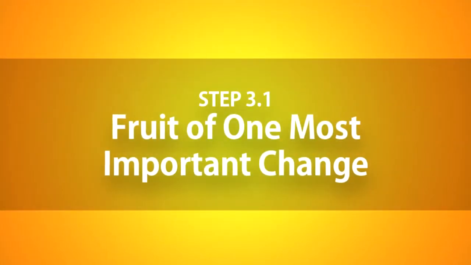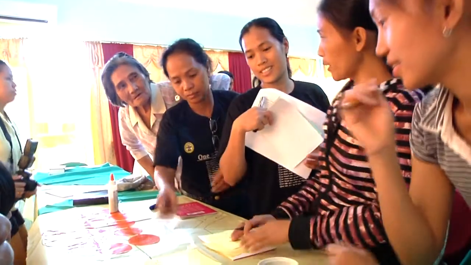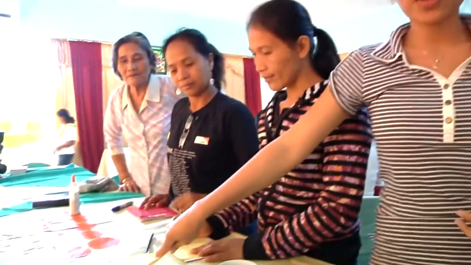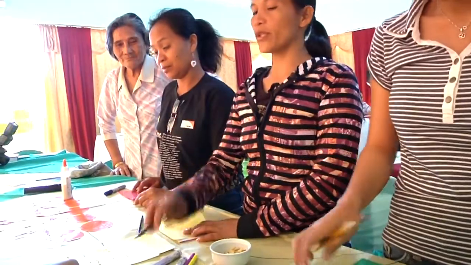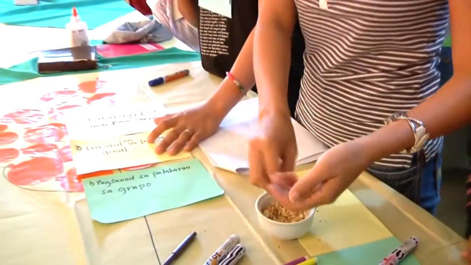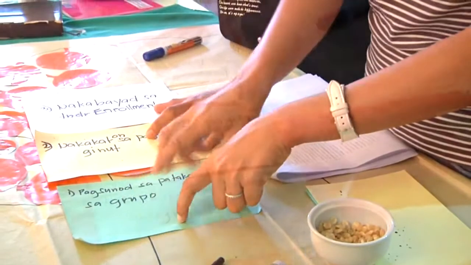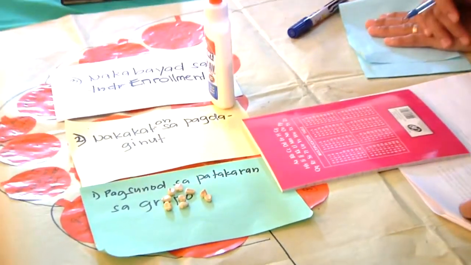Step 3.1. Fruit of 1 most important change. Draw the number 1 most important change on the trunk of the tree. Ask participants to discuss what the fruit of this change are. Step 3.2. Ranking. Once the group has finished, the ranking exercise with 3 seeds or stones is applied as in step 2.2 to determine the 3 most significant fruit.